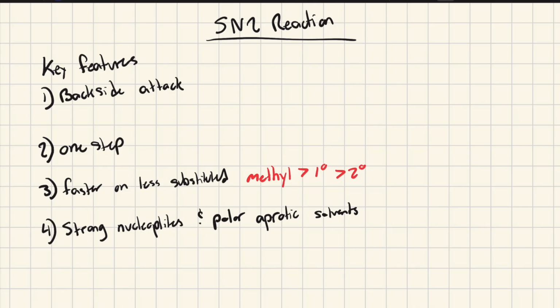The fourth thing is that SN2 prioritizes strong nucleophiles and polar aprotic solvents. So what's a strong nucleophile? Well, a nucleophile has an excess of electrons, or it's willing to give its electrons away.